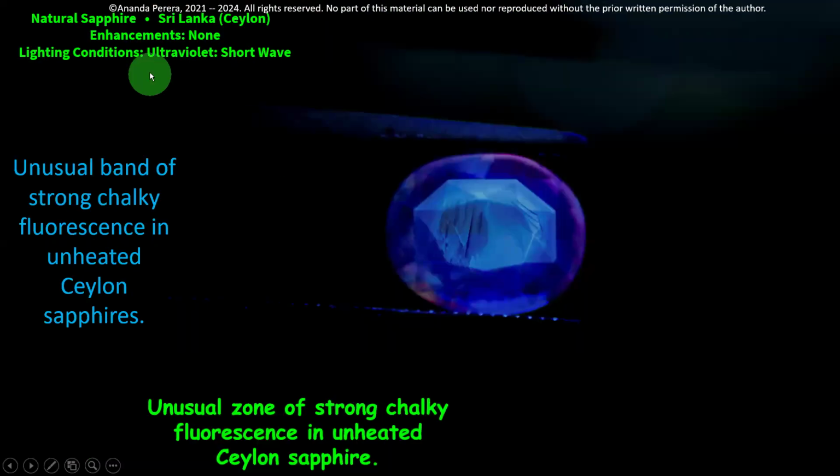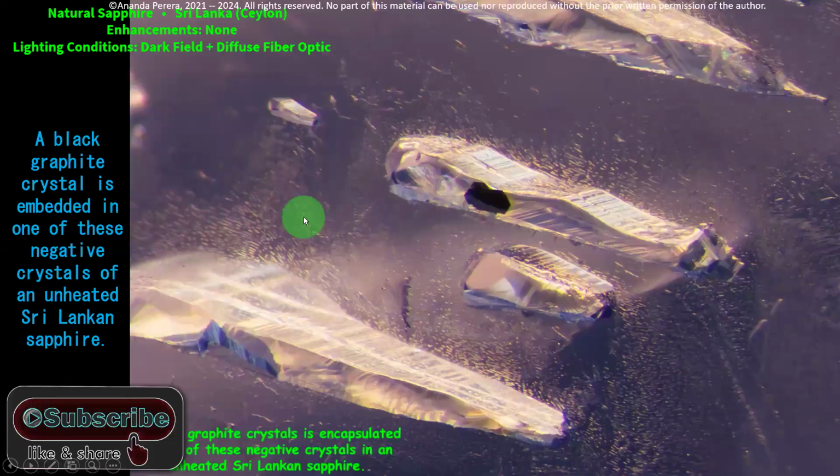Here, the lighting condition is short wave ultraviolet light. Under the short wave UV light, we can see the stone like this. It shows an unusual band of strong chalky fluorescence in an unheated Ceylon sapphire. We can see this chalky fluorescence in natural Sri Lankan sapphires. You can identify the bands also. This unusual zone of strong chalky fluorescence is shown here under the short wave light.